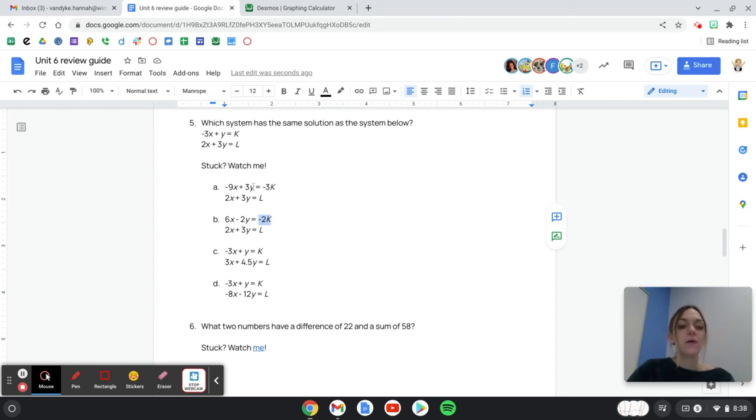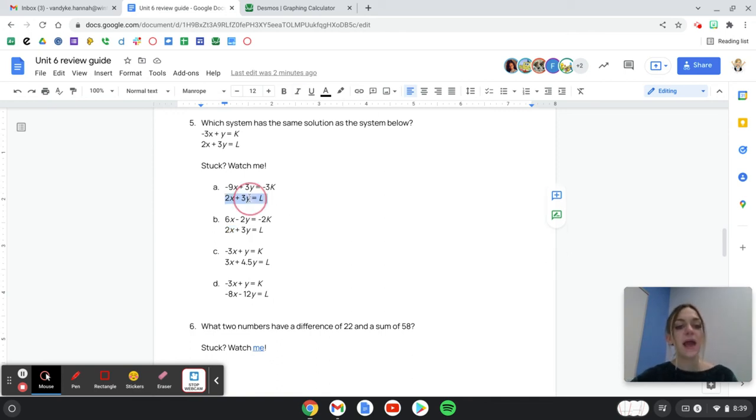Now let's check out our second equation here. We need to make sure that this is going to give me the same equation. So I have 2x plus 3y equals L. When I come down here, I have 2x plus 3y equals L. That means that B is my answer to this problem.